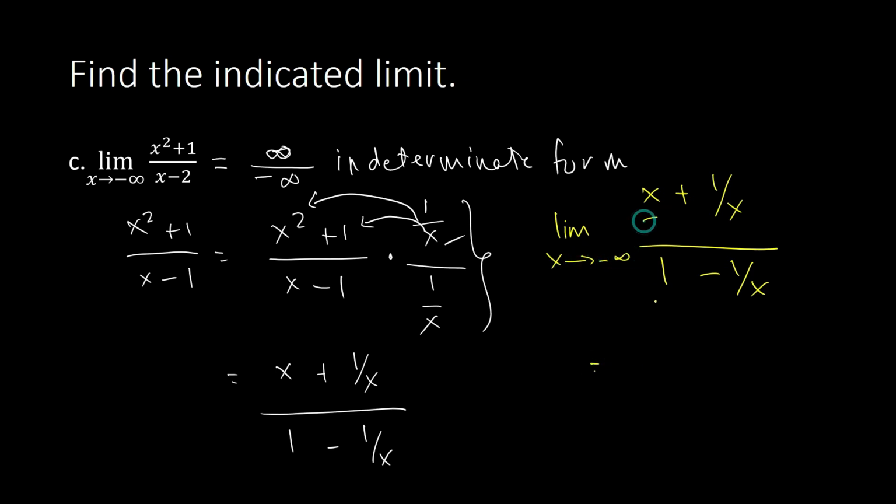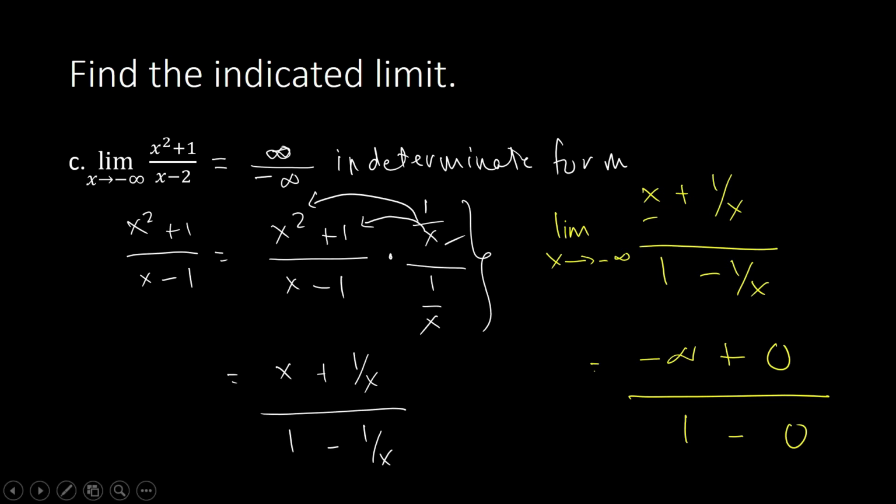Okay, so this one, as x approaches negative infinity, is negative infinity. The limit of 1 over x as x approaches negative infinity is 0. The limit of 1 as x approaches negative infinity is just 1, and this one is also 0. So what we have here is negative infinity plus 0 is negative infinity, divided by 1 is negative infinity. So this means our function decreases without bound when x approaches negative infinity.